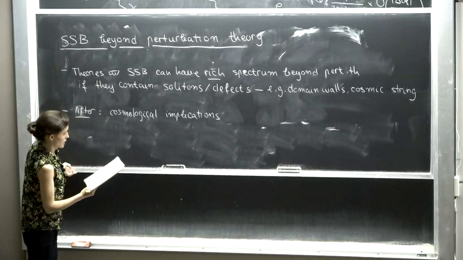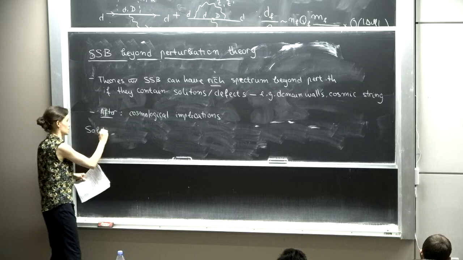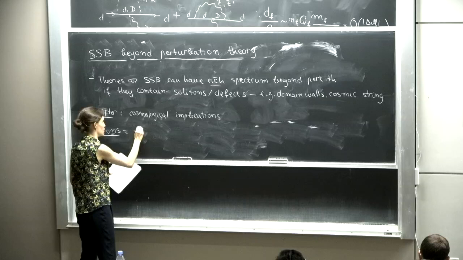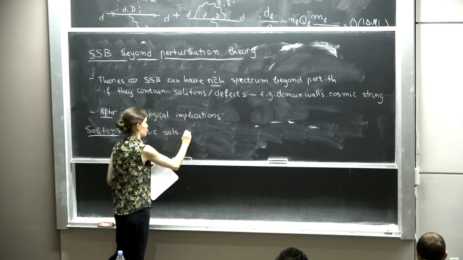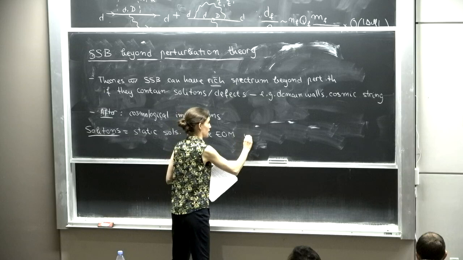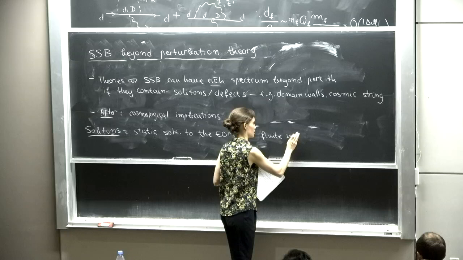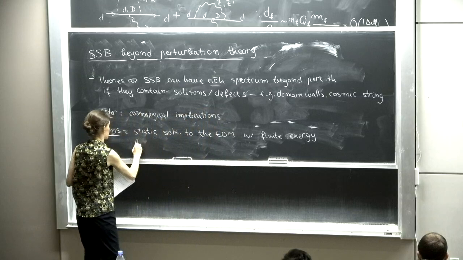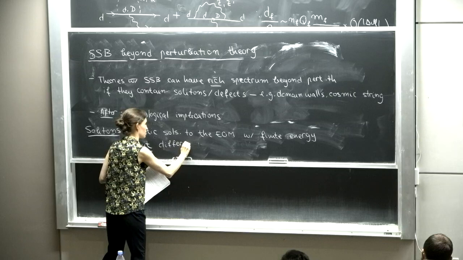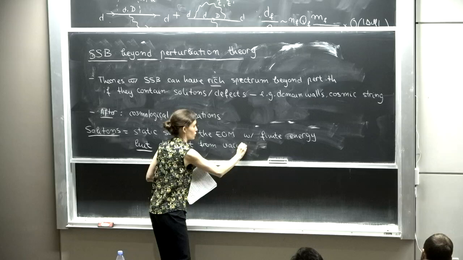Very loosely speaking, just for everyone to be on the same page, I'm going to define what I mean by a soliton in these lectures. These are static solutions to the equations of motion that nevertheless have finite energy. But crucially, they are different from the vacuum, and they cannot be continuously deformed to the vacuum solution.